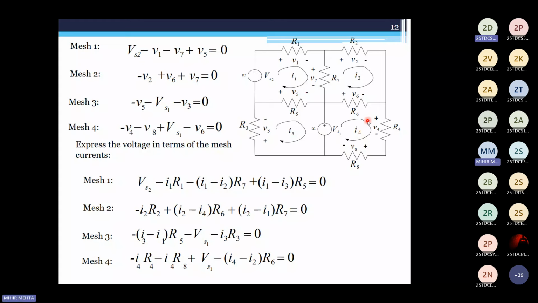If both of them are in the same direction, then it will be plus, right? Yes. If both the currents are in the same direction, you'll have to add the currents.